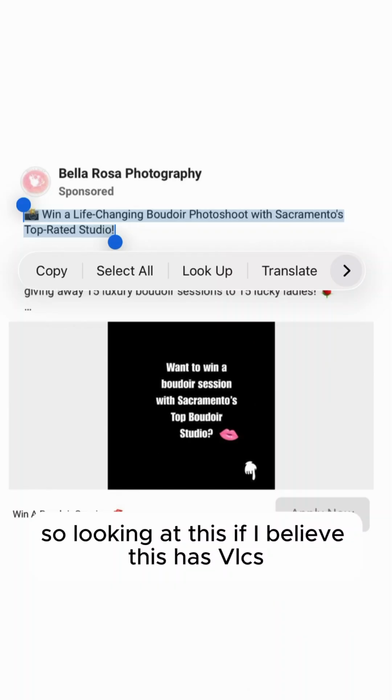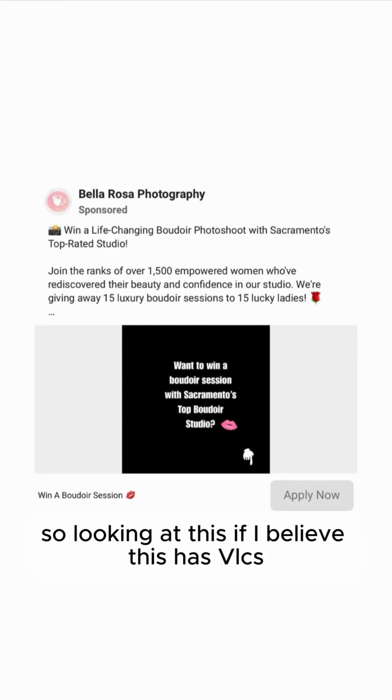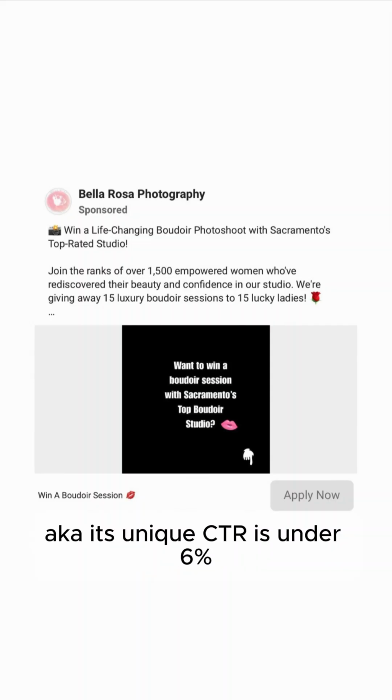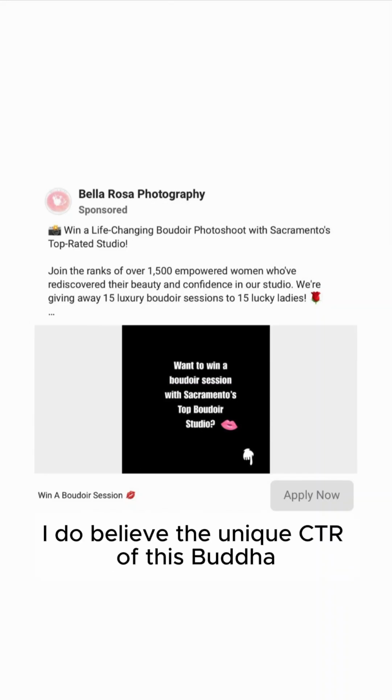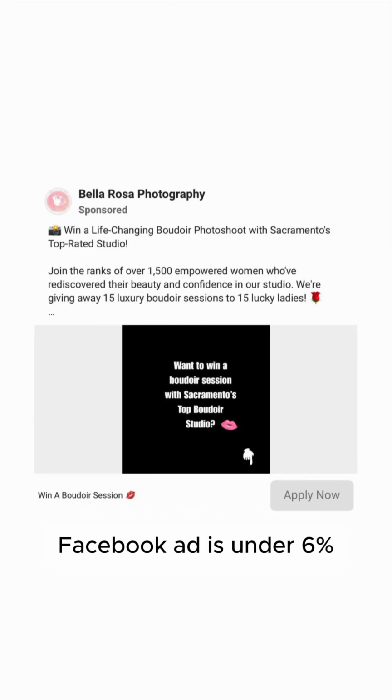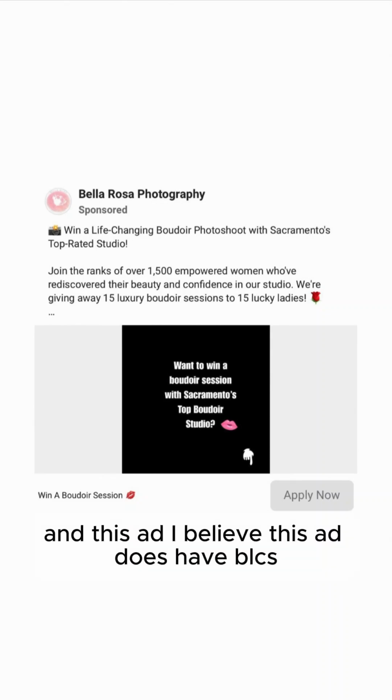So looking at this, do I believe this has BLCS, aka its unique CTR is under 6%? Looking at all the things that I've pointed out, yes, I do believe the unique CTR of this Boudoir Facebook ad is under 6%. And I believe this ad does have BLCS.